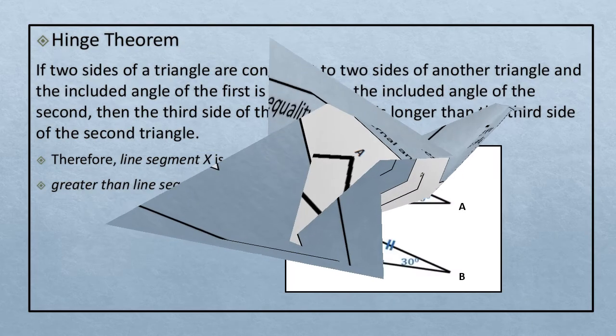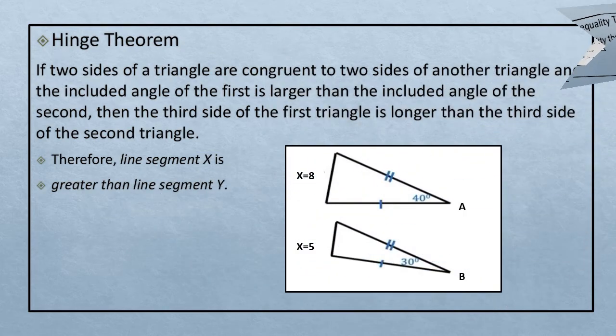Hinge theorem. If two sides of a triangle are congruent to two sides of another triangle, and the included angle of the first is larger than the included angle of the second, then the third side of the first triangle is longer than the third side of the second triangle. Therefore, line segment X is greater than line segment Y.